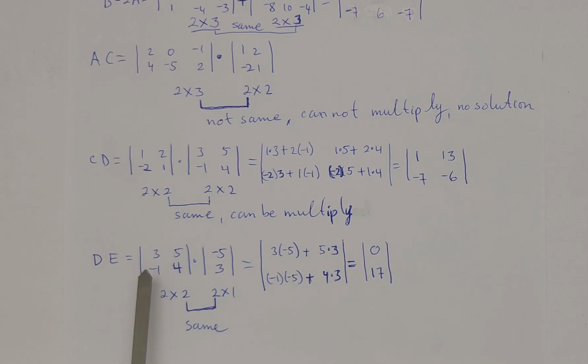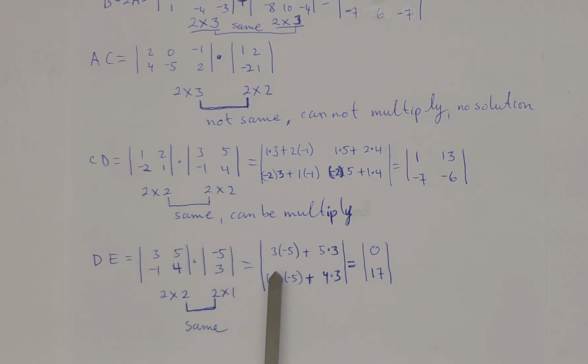So here I have first row, first column, which is right here. So 3 times -5, 5 times 3, which is here. Don't forget the plus, it's always in the middle. Second row, first column, which is here. So 3 times -5, 5 times 3. Don't forget the plus. -1 times -5, which is here, plus 4 times 3, which is here.